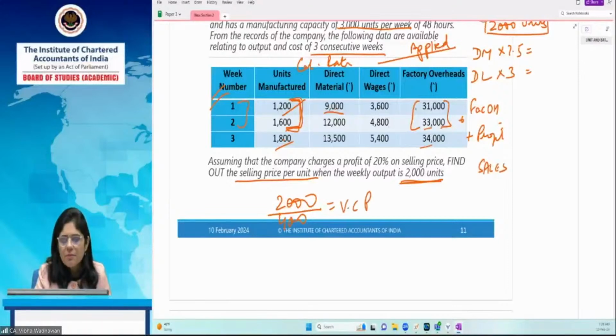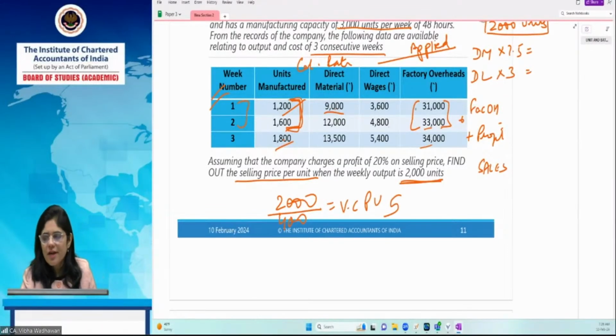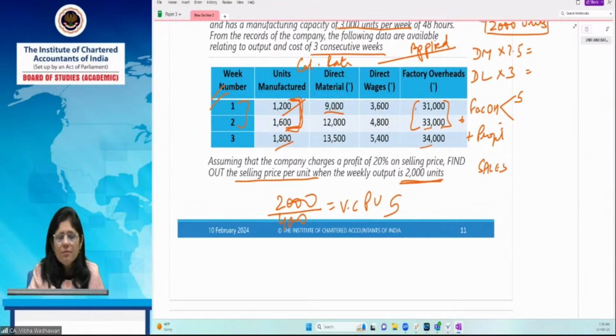Variable cost per unit comes out to 5. So in factory overheads, variable cost is 5 per unit. You just multiply by 2000. Clear? Variable portion is 5 per unit. So now let us see how much is fixed.